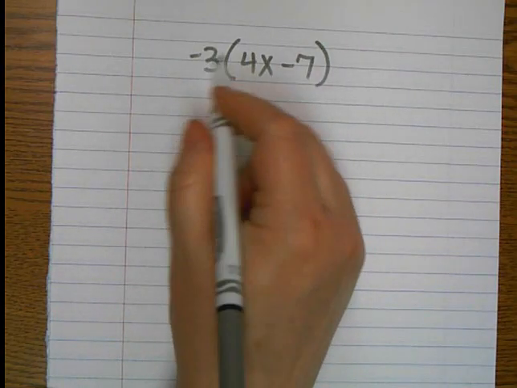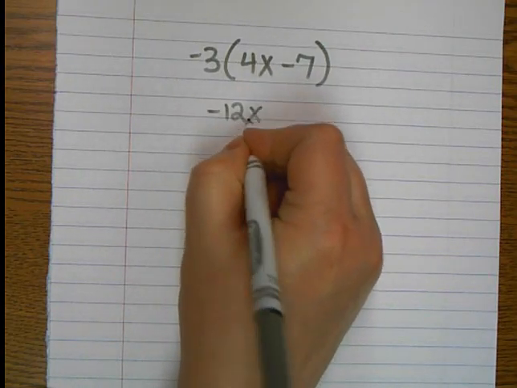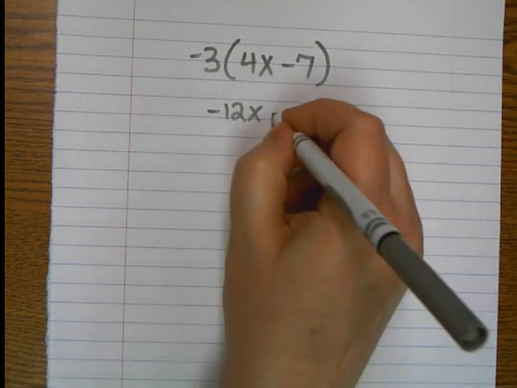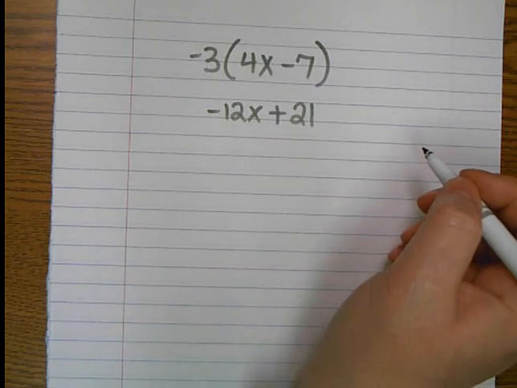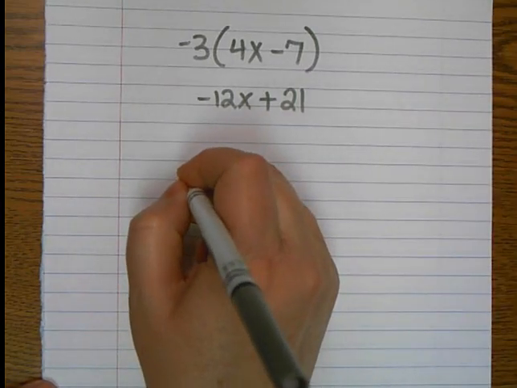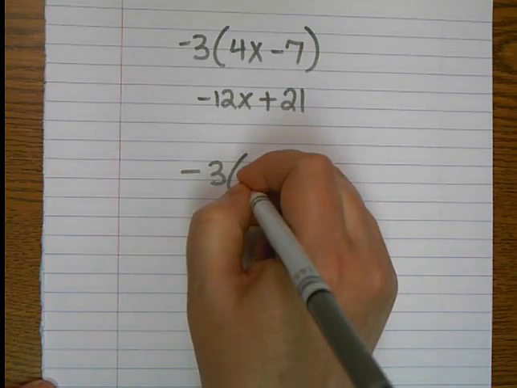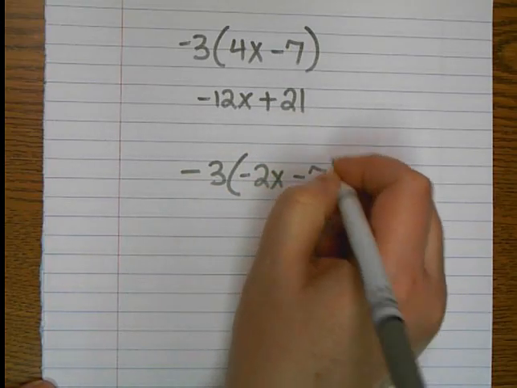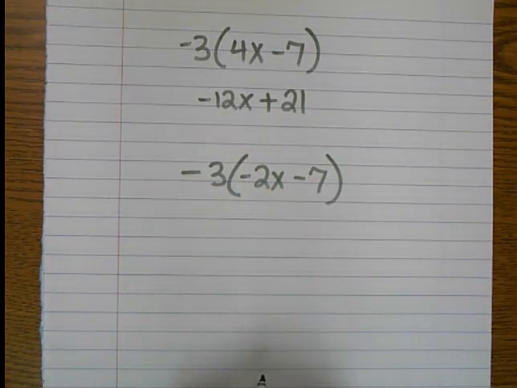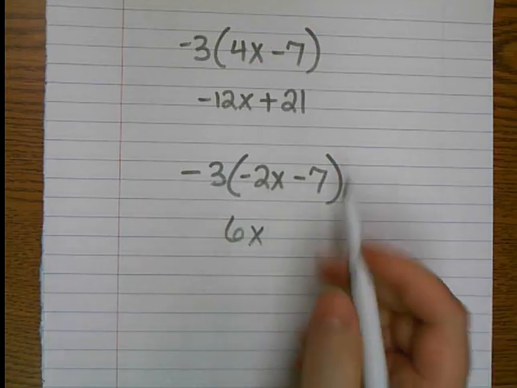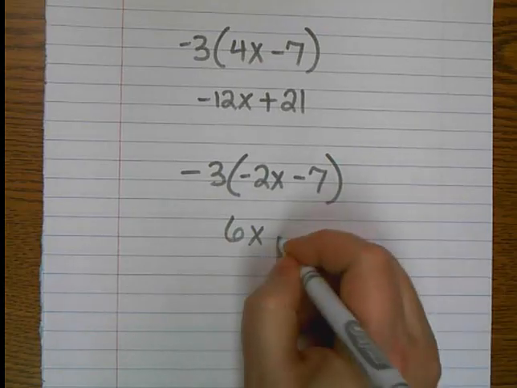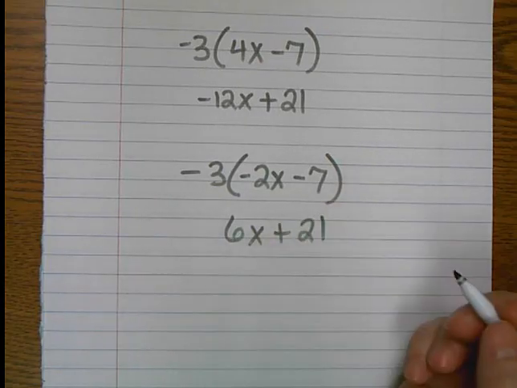All right, so negative 3 times 4x is negative 12x. Negative 3 times negative 7 is positive 21. How'd you do? All right, let's do one more. Going to kick it up a little bit more. Let's see how you do. All right, so negative 3 times negative 2, positive 6x, negative 3 times negative 7, plus 21. I like to use 7 there, don't I?